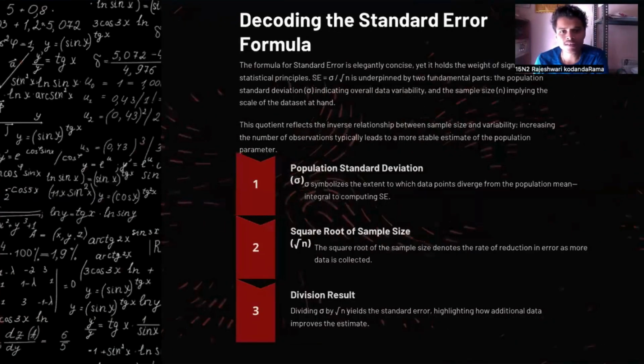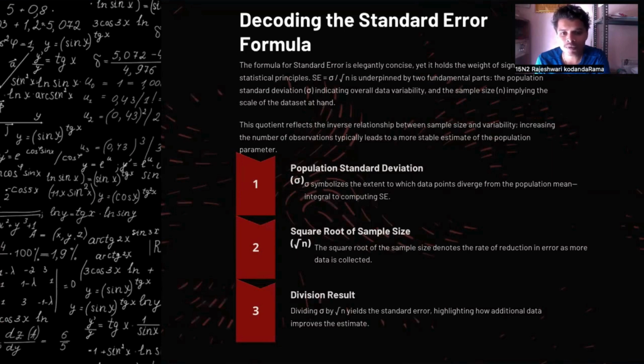So, decoding the standard error. The formula for standard error is elegantly concise, yet it holds a highly significant statistical principle. SE is equal to sigma by root over n, underpinned by two fundamental parts: the population standard deviation sigma, indicating overall data variability, and the sample size n, indicating the size of the data set at hand. This quotient reflects the inverse relationship between sample size and variability. Increasing the number of observations typically leads to more stable estimates of population parameters.